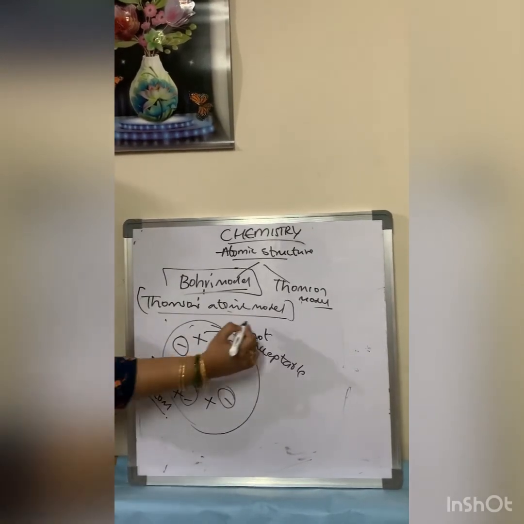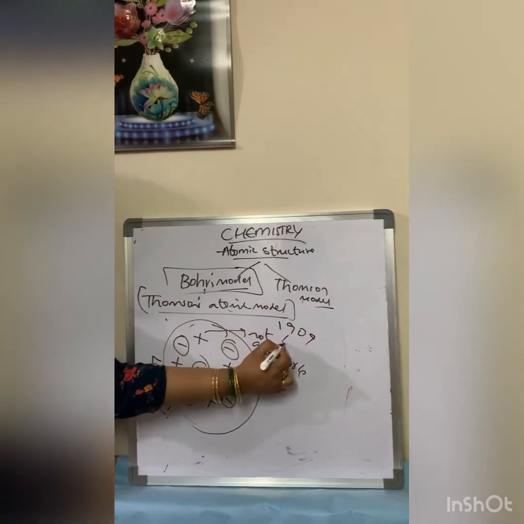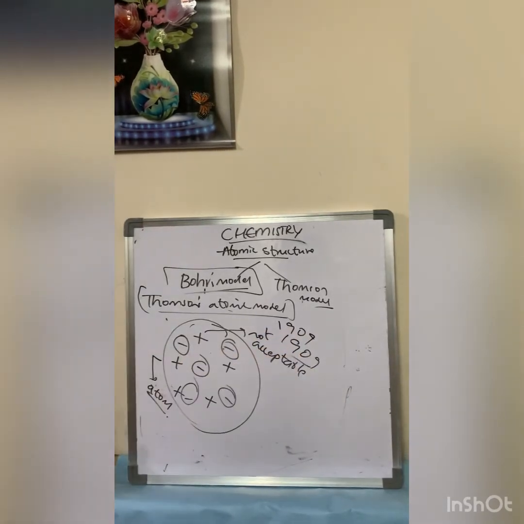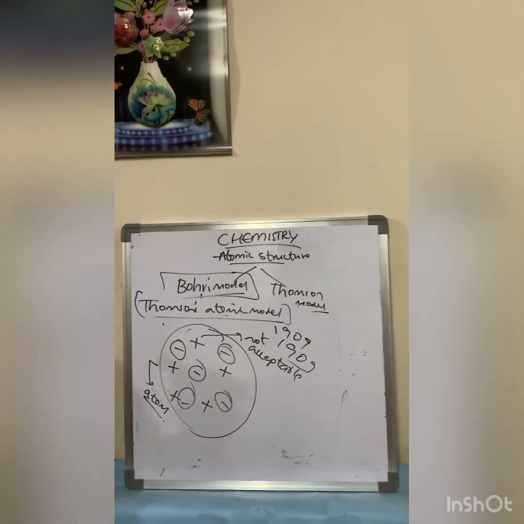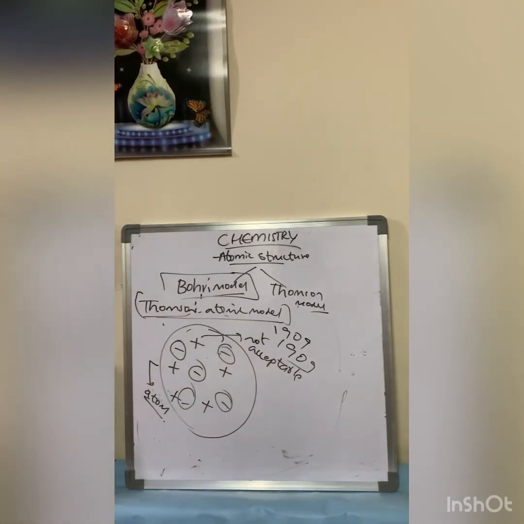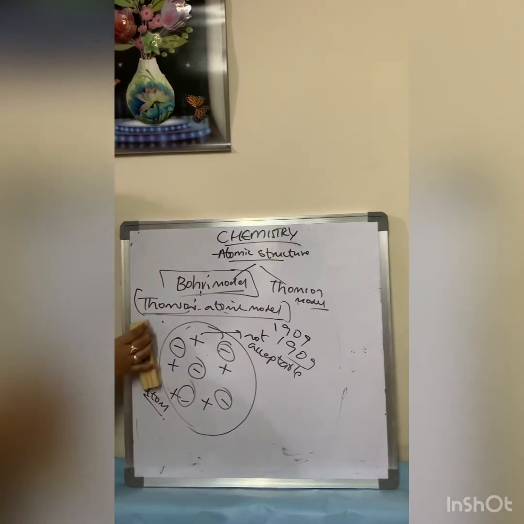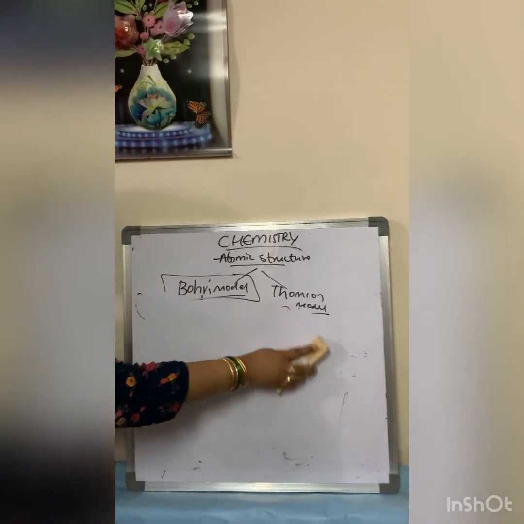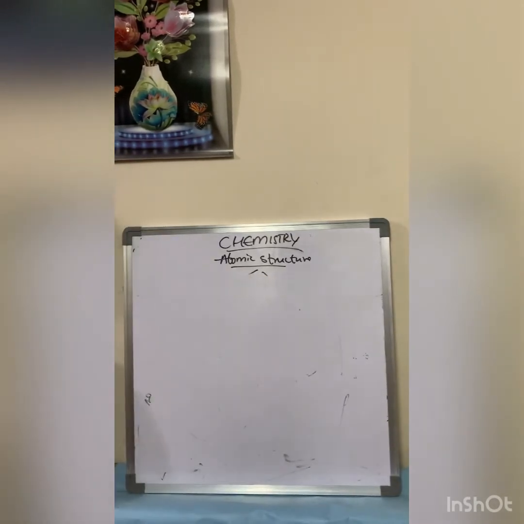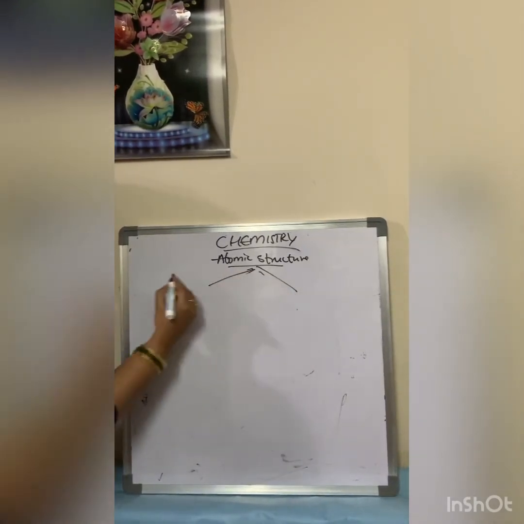He gave this theory in 1904. It was disproved in 1909. So this is not at all considered, but you have to know what Thomson explained. This is the difference between the Bohr model and the Thomson model. So let us see the difference.